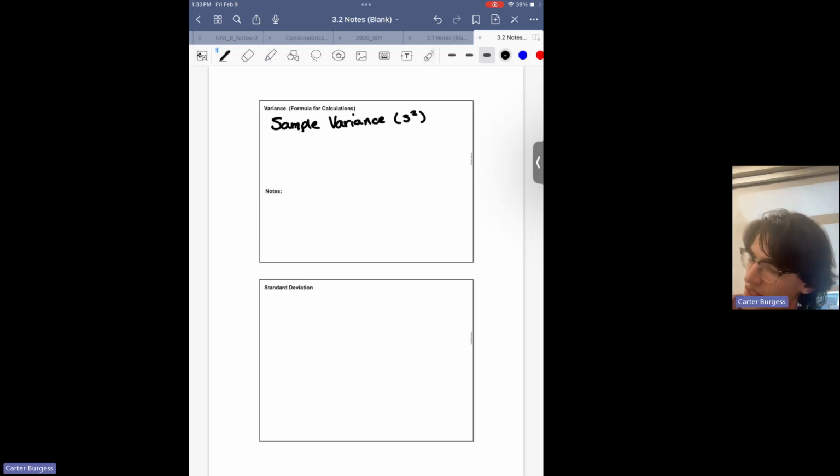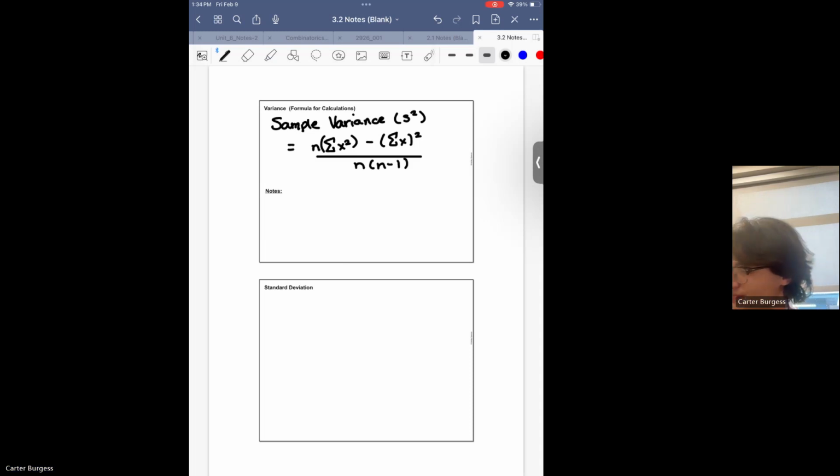All right, so this is going to have a formula that's very reminiscent of 1.1 day one, which is to say it's going to be awful and then we're never going to use it. So this is n times the sum of all of our squared x's, n times this, minus the sum of all of our x's squared, divided by n times n minus 1.